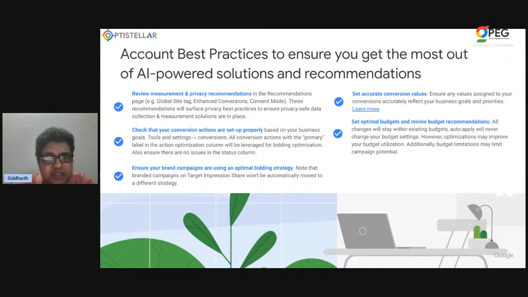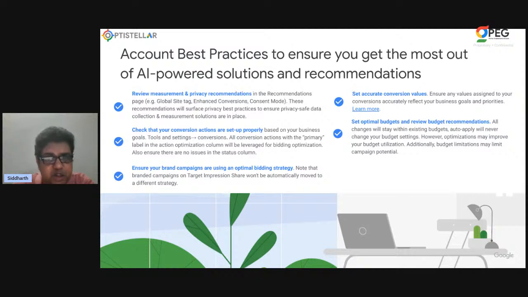Also, all these changes will stay within the existing budgets. One of the most important things that we need to call out here is that auto apply will never change your overall budget settings. They will never change your budget settings, and they will always operate within the given budget. So all of the recommendations within auto apply recommendations never change your budget. This is something very important for you to understand, right?